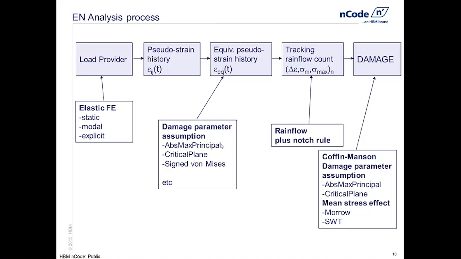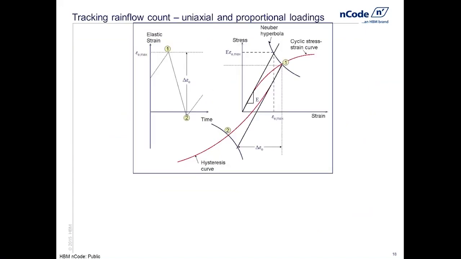Then we have to identify the damaging cycles, and that occurs through a combination of rainflow cycle counting and notch plasticity corrections to estimate the elastic plastic stresses and strains. And then finally we can go on to calculate damage. So let's consider now how multiaxiality will affect our cycle counting and plasticity calculations.